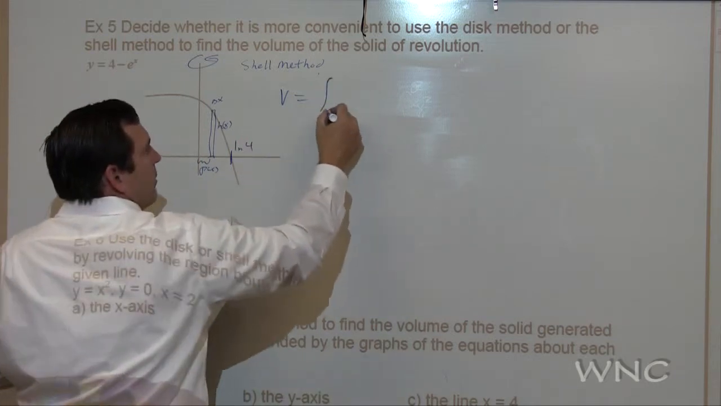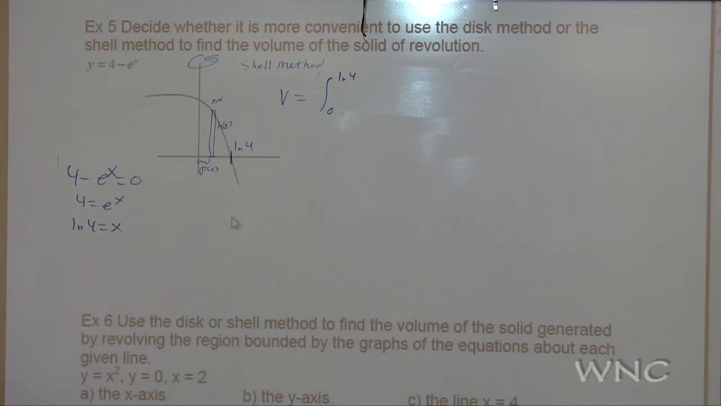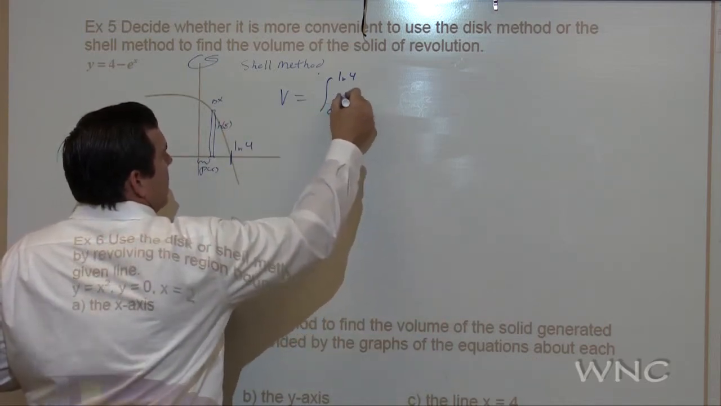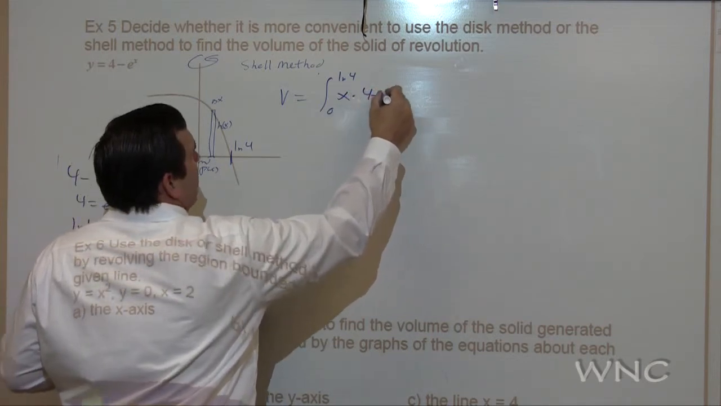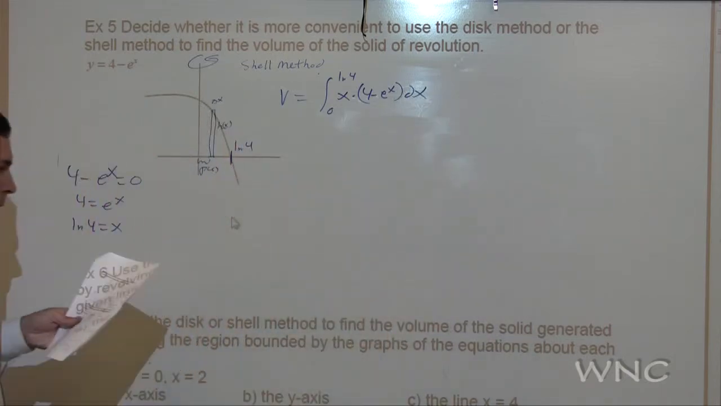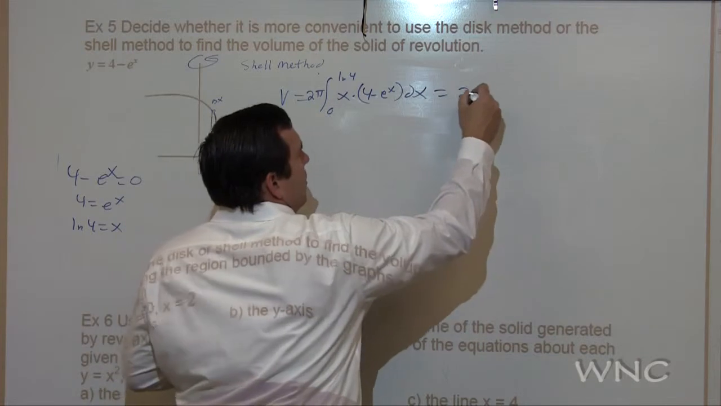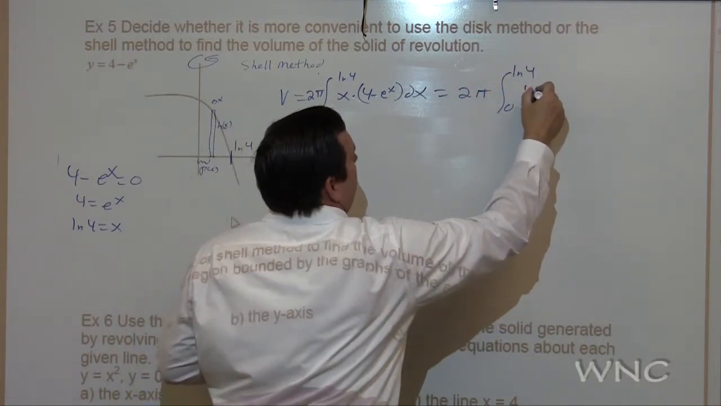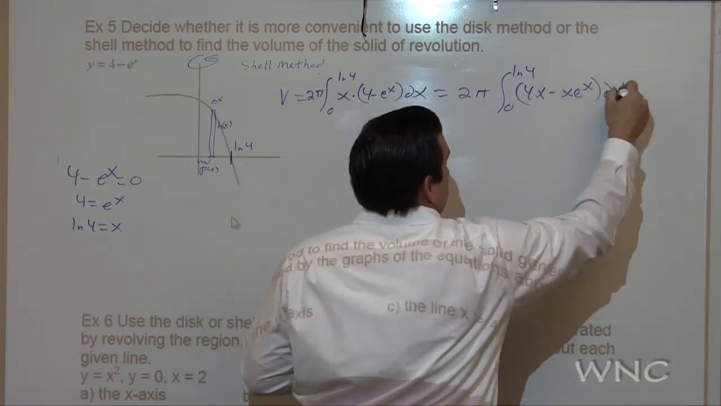So it's the integral from 0 to natural log of 4 of our p of x. P of x is just x in this case, times our h of x, which is 4 minus e to the x dx. I forgot my 2 pi. This will be 2 pi times the integral from 0 to natural log of 4 of 4x minus x e to the x dx.